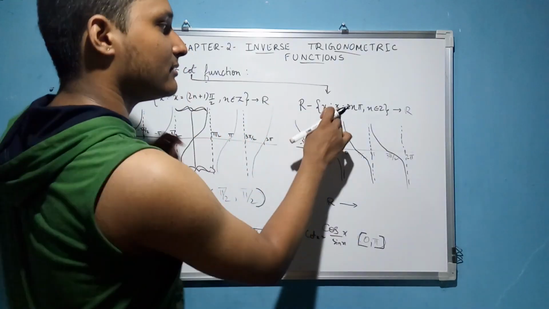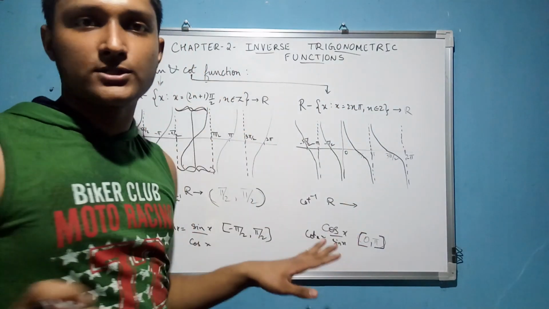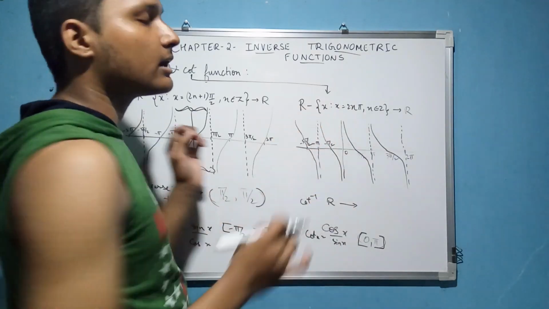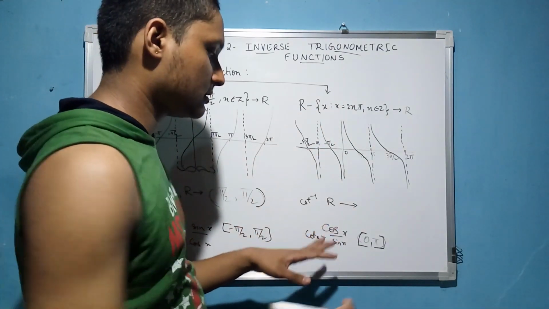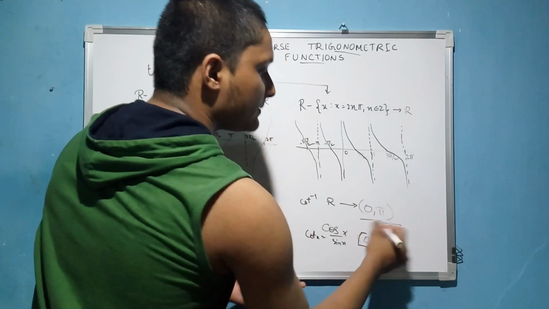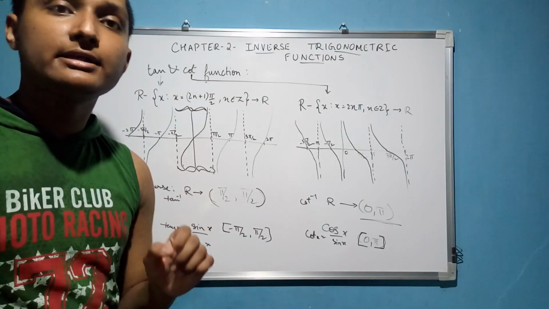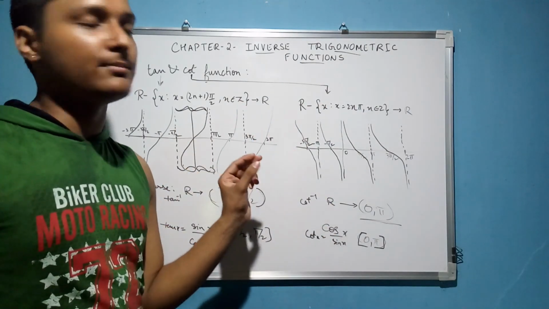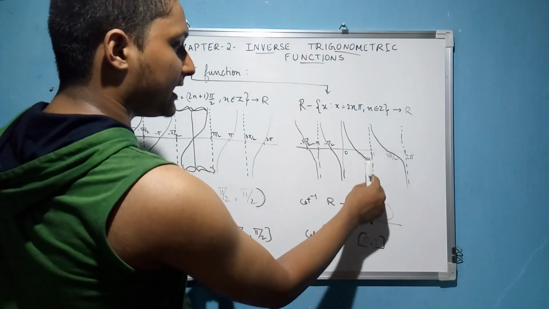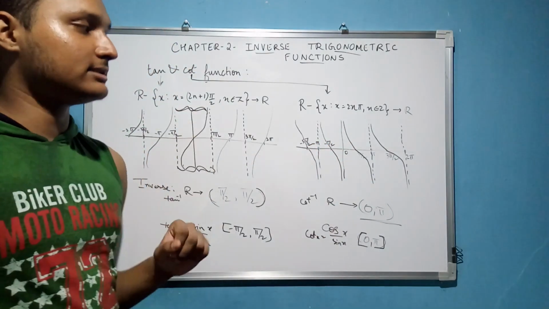And also, this function is not defined at such points, because those are not included. So we have only 0 to pi that can be considered as a principal value branch, while 0 and pi are excluded. Only the numbers that come in between, the values that come along this graph that represents the cot function.